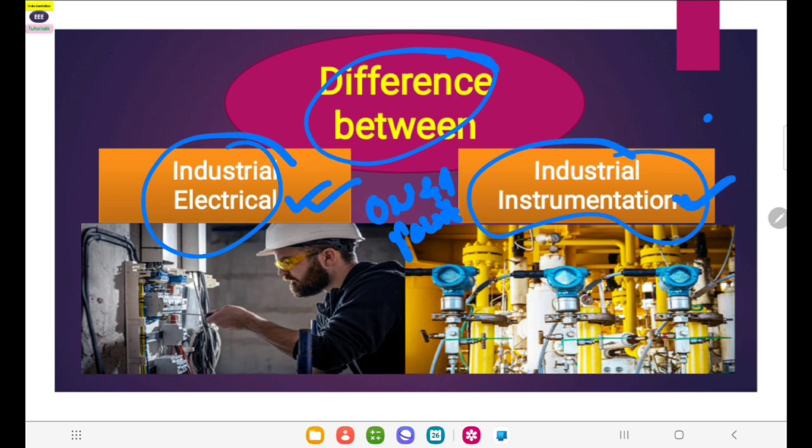If you are an electrical engineer, then you should know what is the part of electrical and what is the part of the instrumentation, and the same is applicable for the instrumentation engineer also.